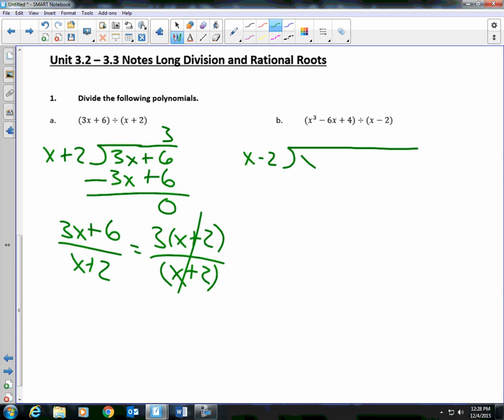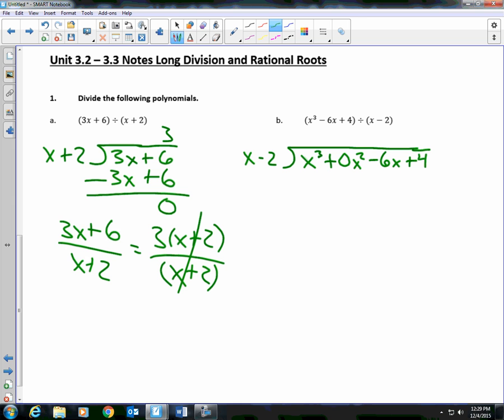Anybody know what I have to do after an x to the third? 0x squared. It's a placeholder. Kind of like if you write the number 104, you can't write 14. I guess if you're keeping track of your golf score, that might be good. But if you're looking at your paycheck, that would be bad. So I have to put the 0x squared in there for a placeholder in this polynomial.